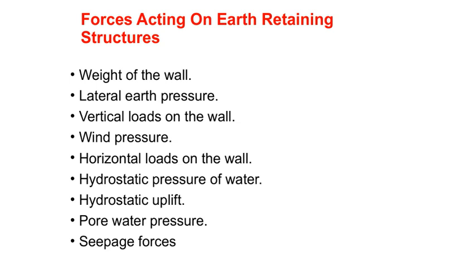We also need to consider vertical loads on the wall, which include additional weights such as surcharge loads, like vehicles or buildings, that sit on the soil's surface. These loads add to the overall force the wall must withstand. Wind pressure is another important factor, especially for taller walls or structures in windy areas. Wind can exert horizontal forces that can destabilize the wall if not properly accounted for. Speaking of horizontal forces, there are also direct horizontal loads on the wall itself, which might come from seismic activity or other dynamic forces that can influence stability.